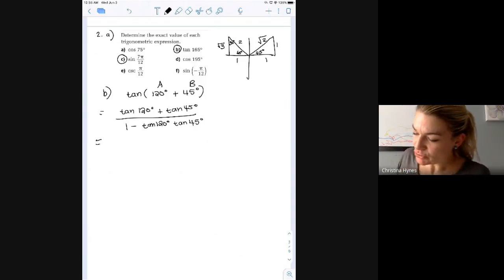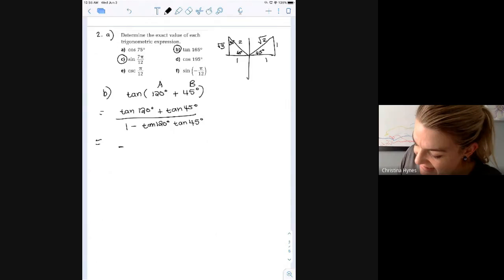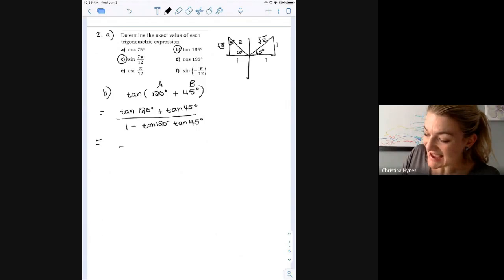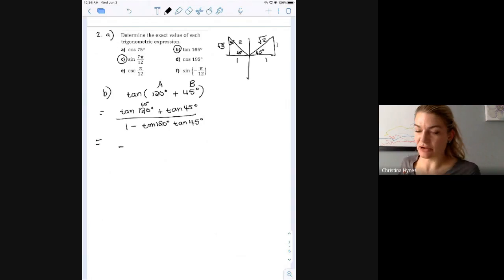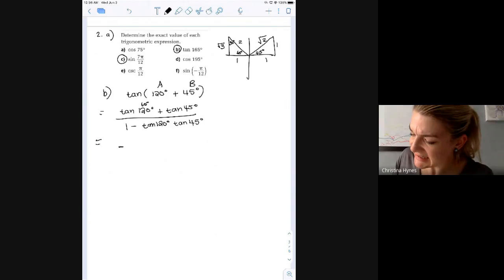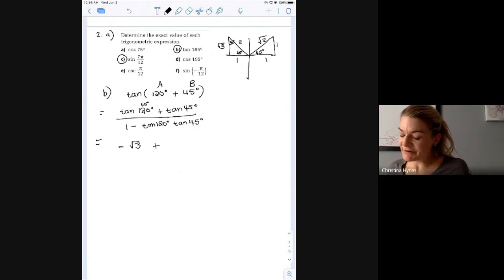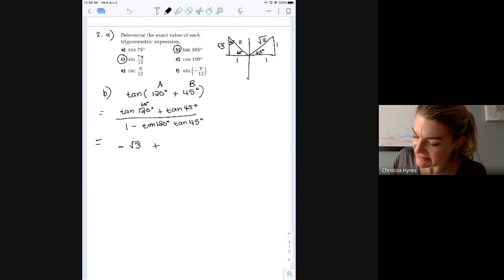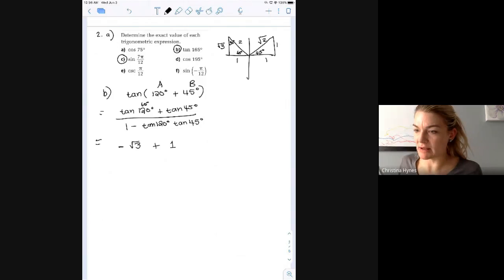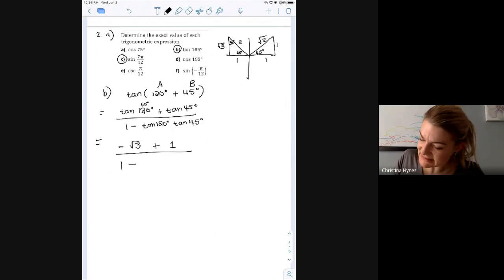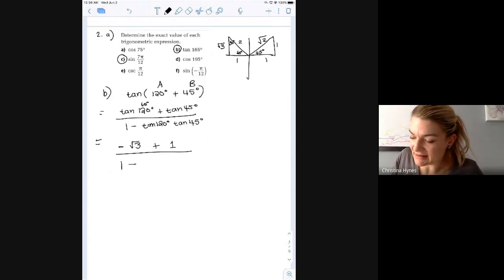So tan 120 is in the second quadrant, which means that it's going to be a negative answer of tan of 60, because that's the reference angle that we're using for the ratio. It still means the same thing. So tan of 60 is opposite over adjacent, which is root 3. So it's going to be negative root 3 for tan 120 degrees. Plus tan of 45 degrees is opposite over adjacent of 45, which is just positive 1. So that's the top of your fraction. The bottom, you're going to have 1 minus, same values, because it's still tan of 120.